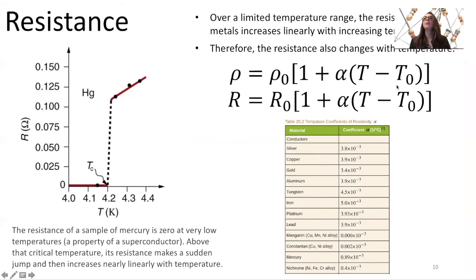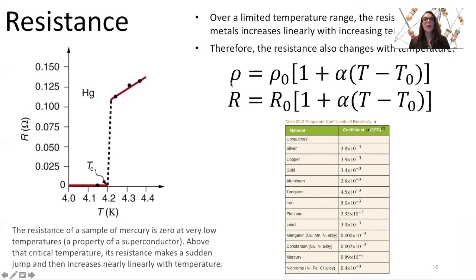Over a limited temperature range, the resistivity of most metals increases linearly with increasing temperature. So that means that the resistance also changes with temperature. Here's an equation which shows how the resistivity changes with an increase in temperature. And here's an equation which shows how the resistance changes with an increase in temperature.